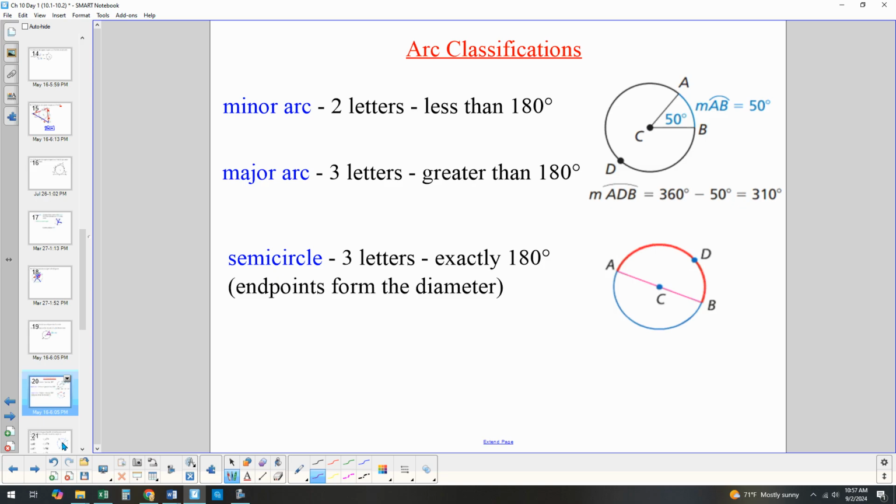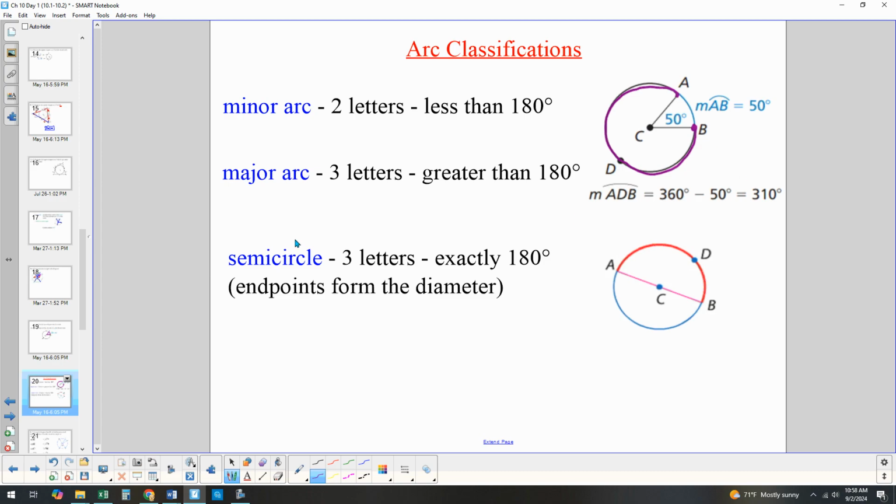A major arc is three letters, and that's always going to be greater than 180 degrees. So in this case, they showed measure of arc ADB. So they started at A, then they passed through D, and then kept going until they got to B. And that ended up being 310 because we know circles add to 360. So if this was 50, take it away, we got 310.